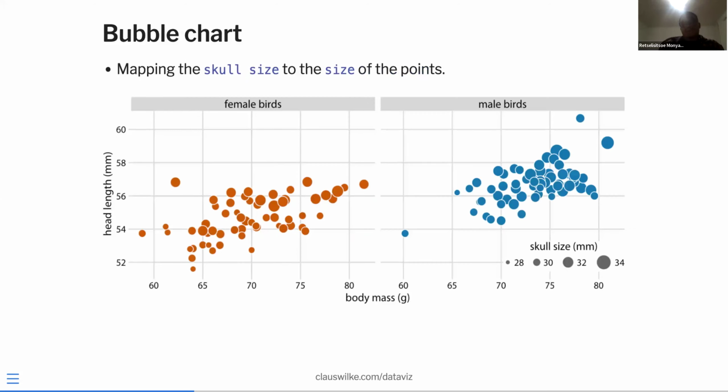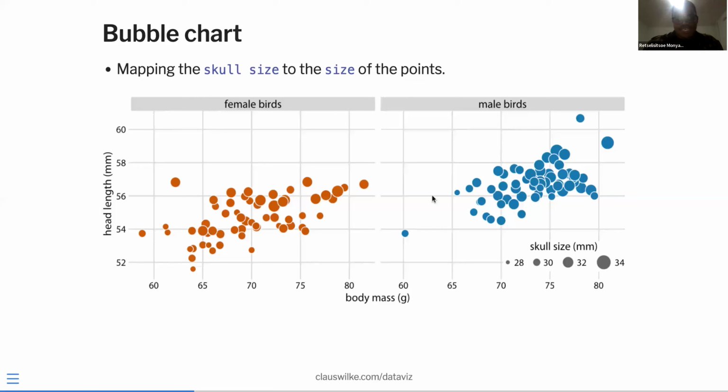Then if we wanted to introduce another variable, in this case skull size, the author said we can just map skull size to the size of the points. And that's how we get our bubble chart. Generally, bubble charts are scatter plots with the size of the dots being mapped to some other variable in the data set.